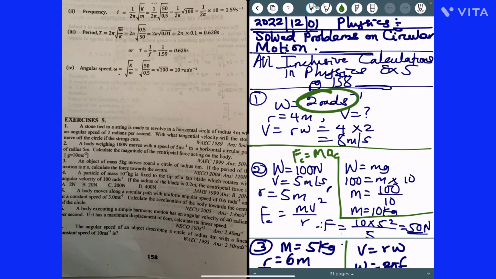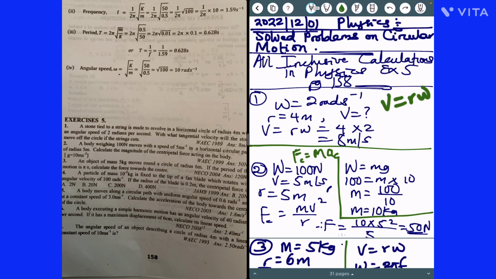We know the angular velocity, 2 radians per second, and we know the radius of the circular path. So we are looking for the tangential velocity. The relationship between V, R, and W is V is equal to RW. So V is RW, and we get 4 times 2, which gives us 8 meters per second. So V is the linear velocity, R is the radius of the circular path, and W is the angular speed or angular velocity.